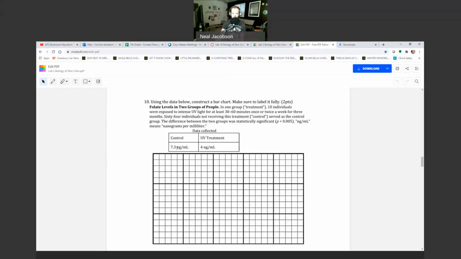That means the difference between 7.3 and 4, so the difference between the two groups' averages, was like 5 out of 1,000 chance that the difference is just due to chance. And so that means the difference was probably not due to chance, and it was probably because the UV light was lowering the folate levels.